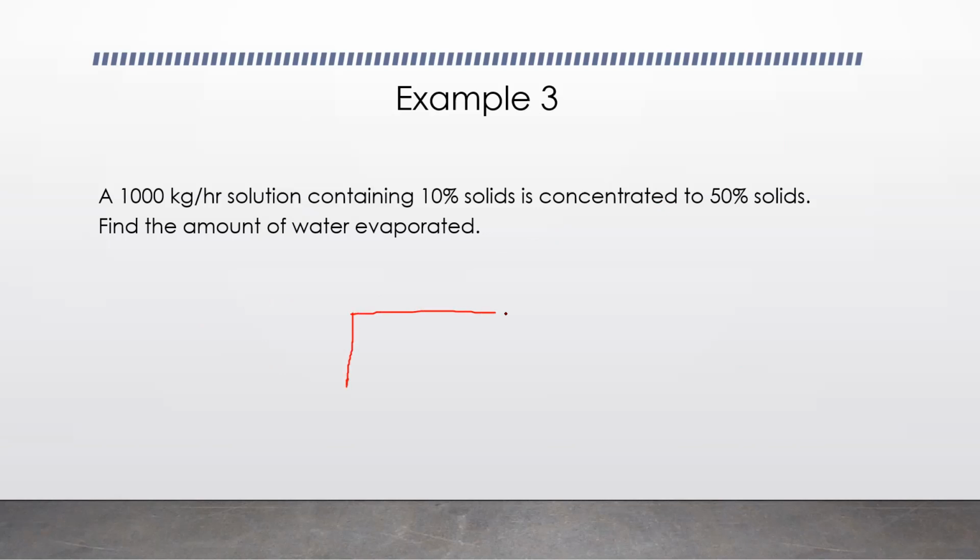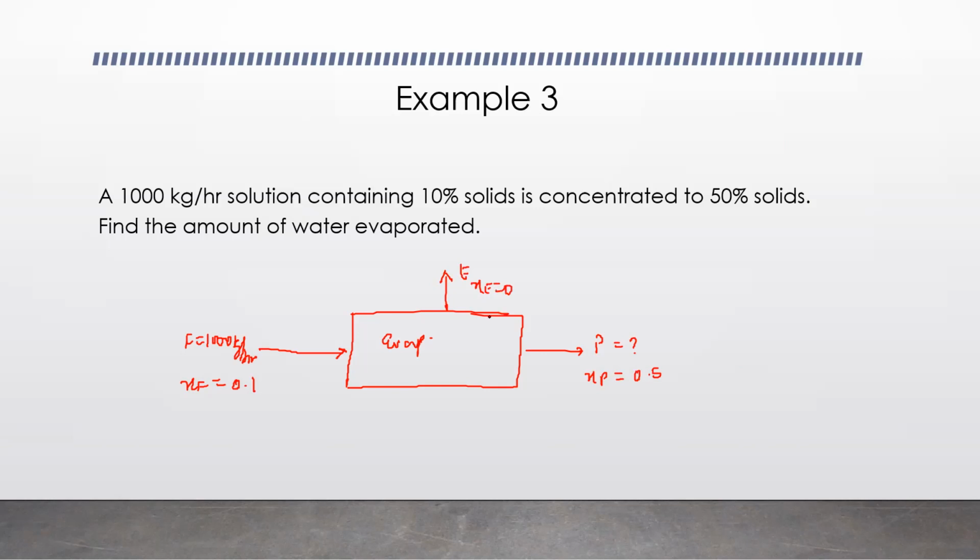So we have an evaporator. This is my evaporator. Then 1000 kg per hour solution. That means my F is 1000 kg per hour. XF is 0.1. P, I have no idea. XP is 0.5. And E is the amount of water evaporated. XE, as I told you, is going to be 0.